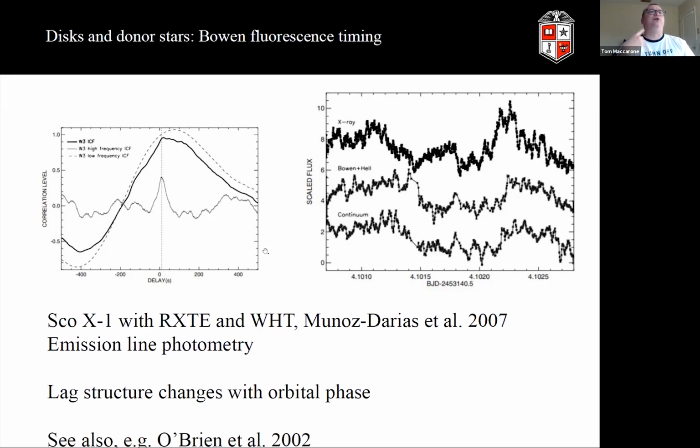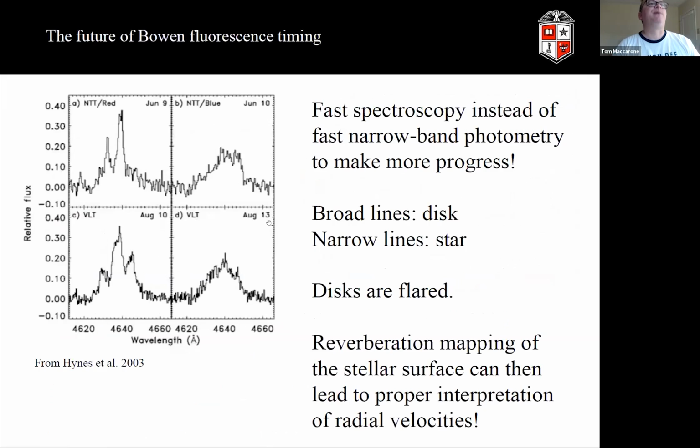But that's not ideal because you've got a couple of things going on. You can have fluorescence from the outer accretion disk, and you can also have fluorescence from the donor star itself. And the fluorescence from the donor star itself will give you narrow components in the spectrum, which are kind of illustrated here. So this is from a paper by Rob Hynes and collaborators in 2003. This is the one that gave us the first decent estimate of the mass of the black hole in GX 339-4. And I'll talk about some of the problems with that work later.